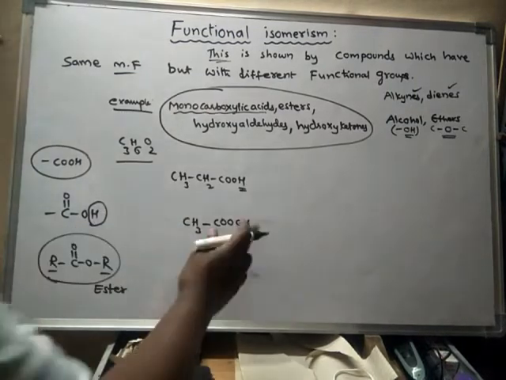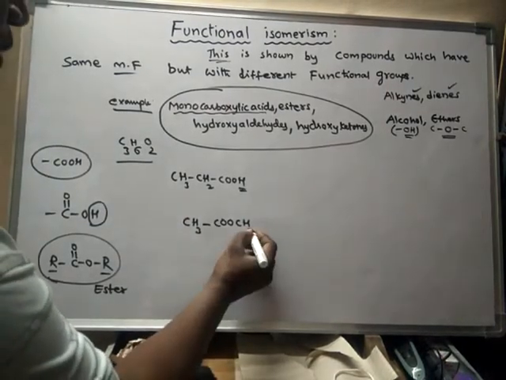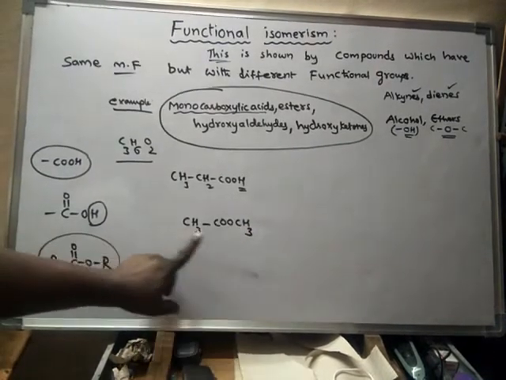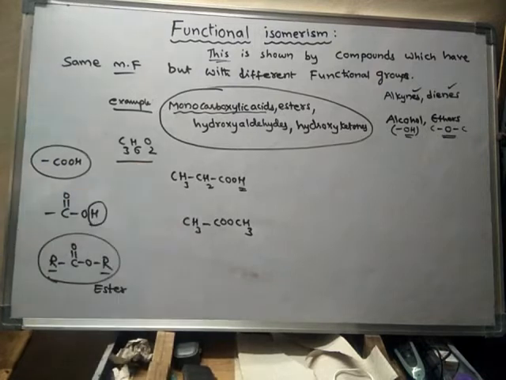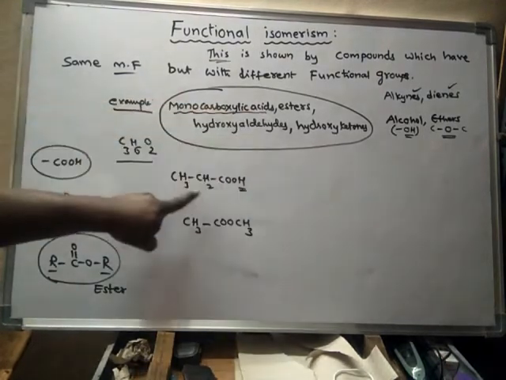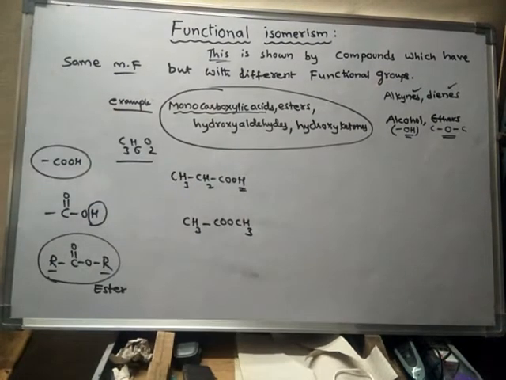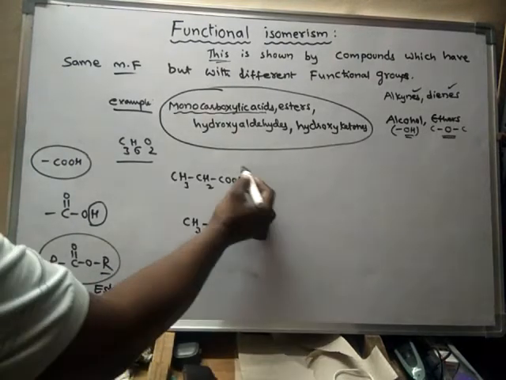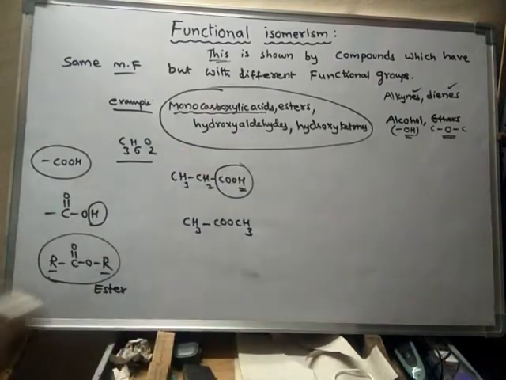Sorry, it will be CH3. It will be CH3. Okay. Even this compound has the same molecular formula. This is a monocarboxylic acid. This is an ester. See here, the functional group present is the ester functional group. So this is the carboxylic acid functional group, and this is the ester functional group.